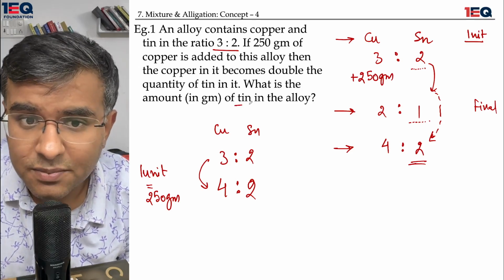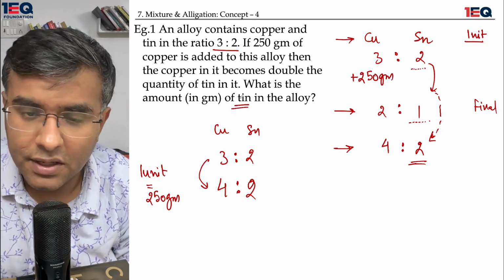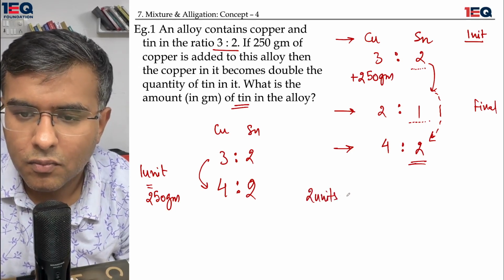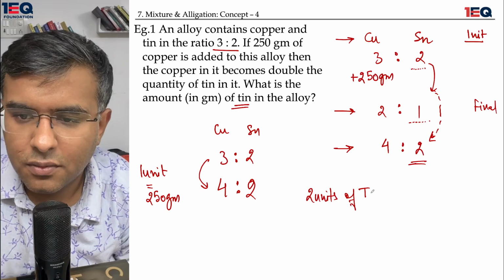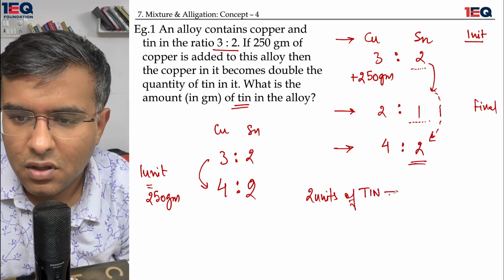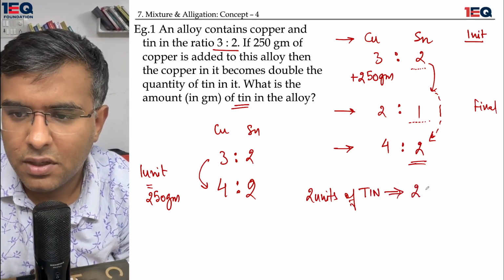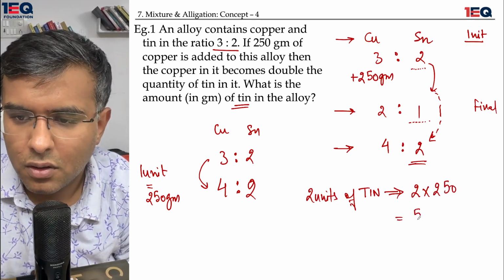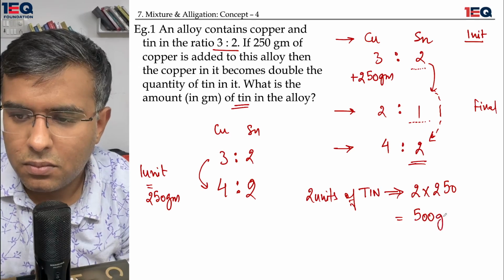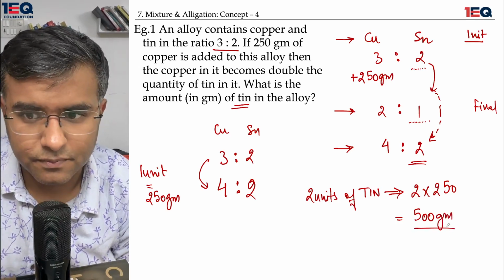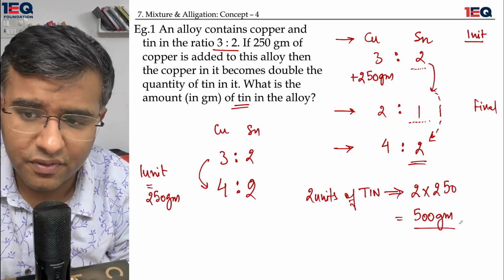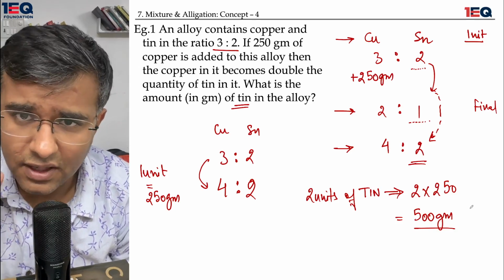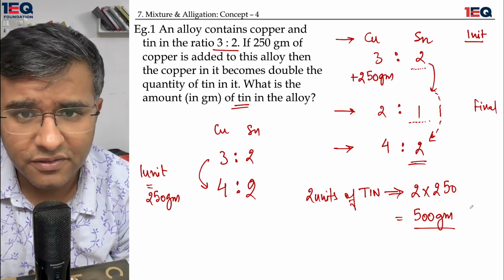When it asks me the amount of tin in grams, I can say that I have 2 units of tin, which is nothing but 2 multiplied by 250, or 500 grams. Okay, 2 multiplied by 250 or 500 grams, and that is the amount of tin in the alloy. Good enough. I'll move on.